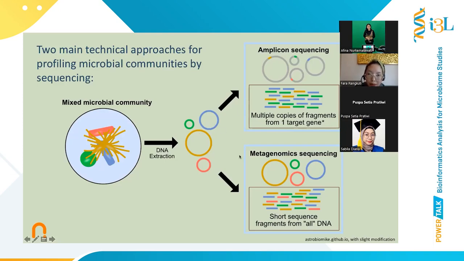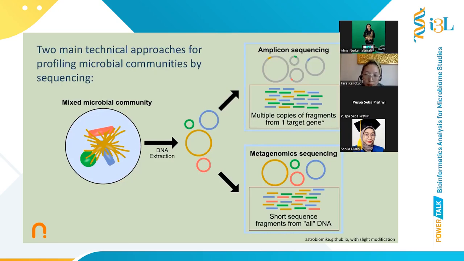And you have these circles of different colors that represent the DNA, each of them. And we have two main methods to do this. The first one is amplicon sequencing. So what you do is make multiple copies of the fragments from one target gene or a few target genes. Normally you would choose a target gene that is shared by the organisms that you want to study. For example, in bacteria, it's usually 16S ribosomal RNA, because this region is usually shared across bacteria. In fungi, it's probably the ITS region, because that's also shared by a lot of fungi, if not all. So that's what's called amplicon sequencing.